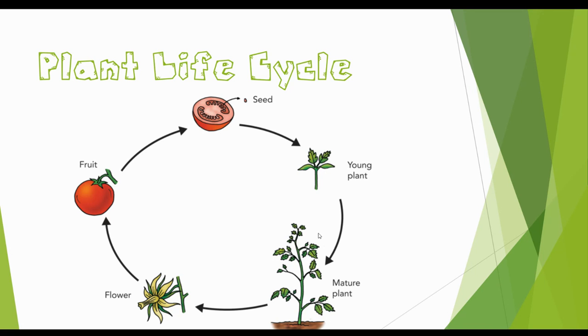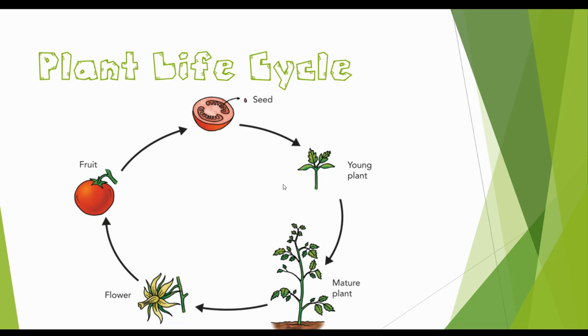That young plant keeps growing into a mature plant and then grows into an adult plant where you start getting your flowers. And then from that flower, you get your fruit. And then from that fruit, you get your seed. And then it just keeps going around and around.